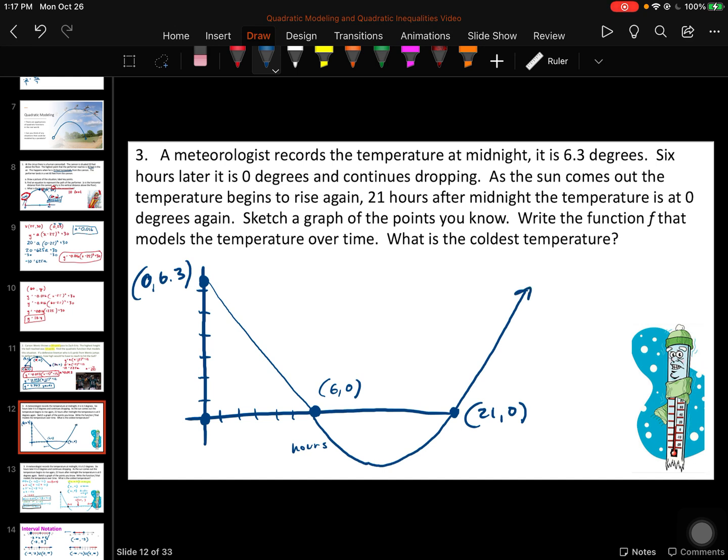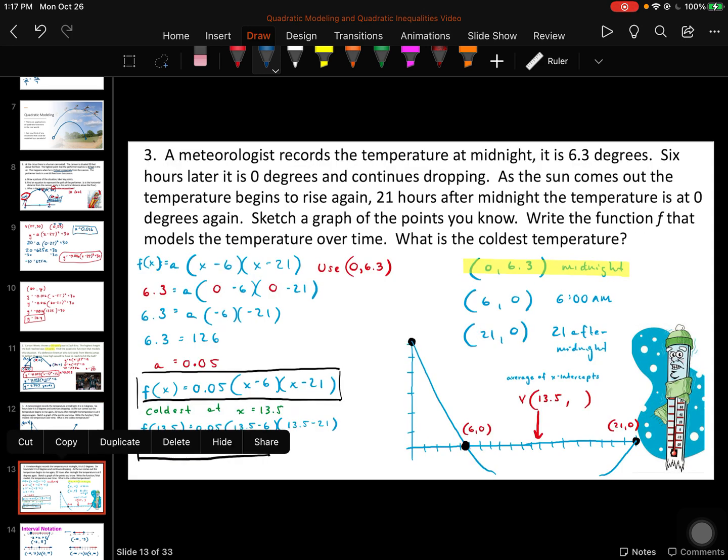So you want to look at this, and we need to write the function. We don't know the vertex. So you might need to think of a different method. So remember, you have your two x-intercepts. Pause the video right now. Try to think of how you can get your equation. And then I will show you my answer.